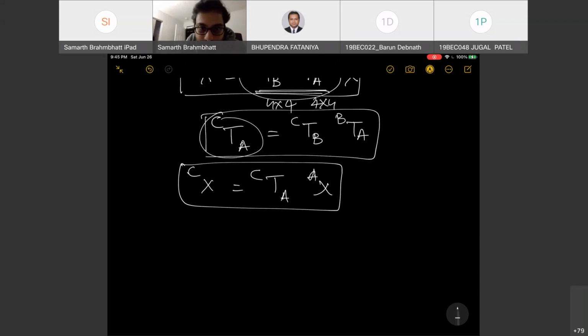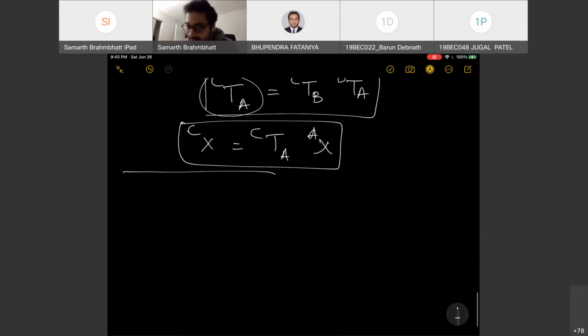Let's see. Now finally we are coming to our computer vision part, because all of this was just geometry. So this is called the pinhole camera model.